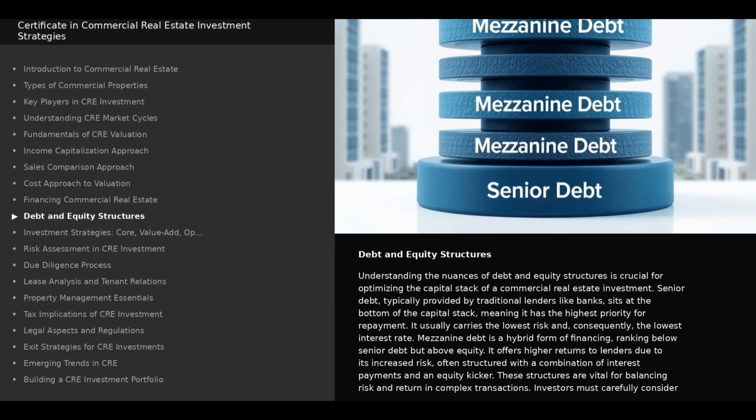Mezzanine debt is a hybrid form of financing, ranking below senior debt but above equity. It offers higher returns to lenders due to its increased risk, often structured with a combination of interest payments and an equity kicker. These structures are vital for balancing risk and return in complex transactions. Investors must carefully consider the implications of each layer on their overall financial exposure.